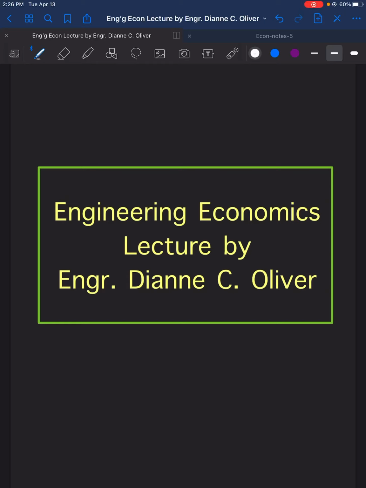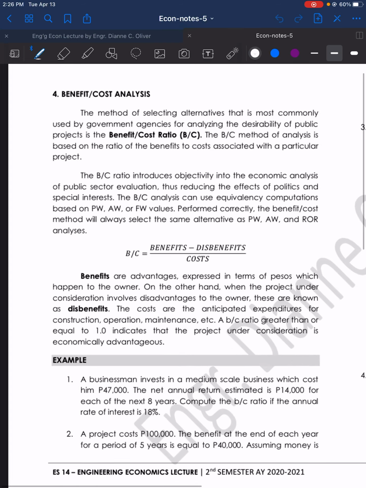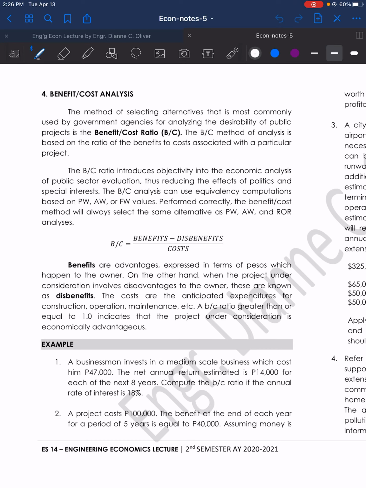Let's continue our lecture video in engineering economics with the topic: fourth method for economic study, the benefit cost analysis. The method of selecting alternatives that is most commonly used by government agencies for analyzing the desirability of public projects is the benefit cost ratio.